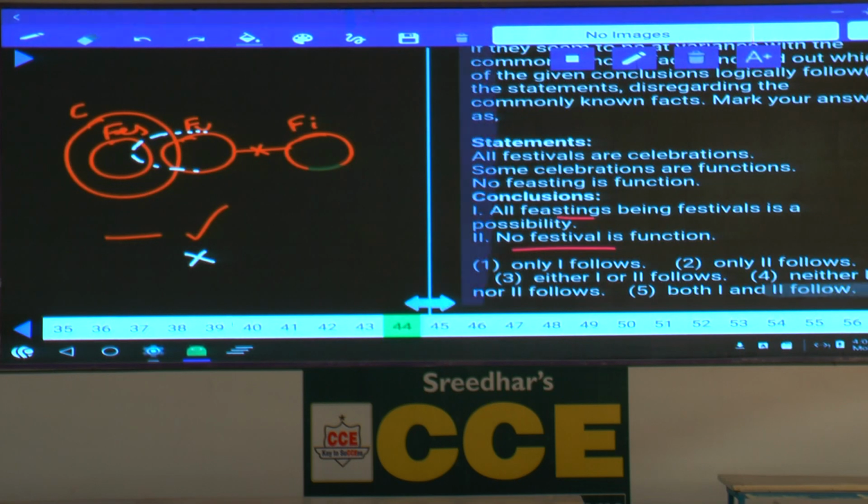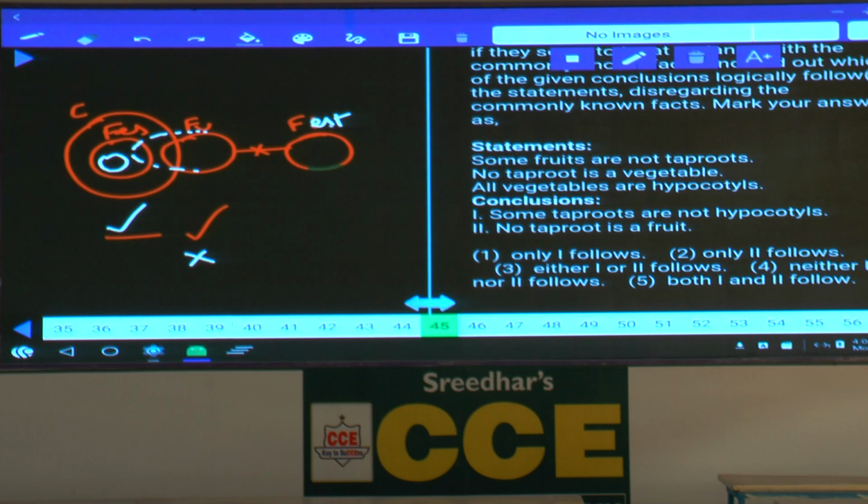Then coming to the first one, all feastings. No festival is a function and some festival, and no feasting. Now this is feasting. All feastings are festivals is a possibility. Now tell me, all these feastings can be written like this or not? It is possible or not? Yes, it is possible. Then what is your answer? Only conclusion 1 follows, that is choice 1. 44, choice 1.